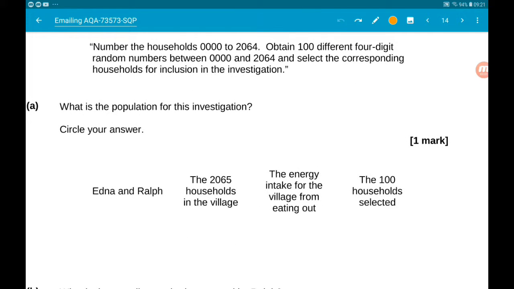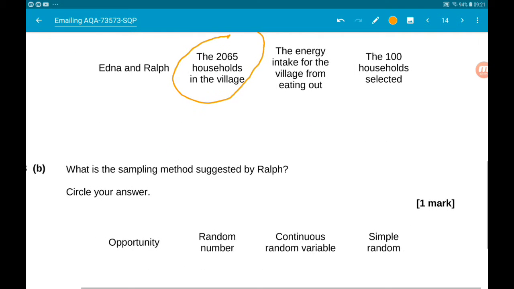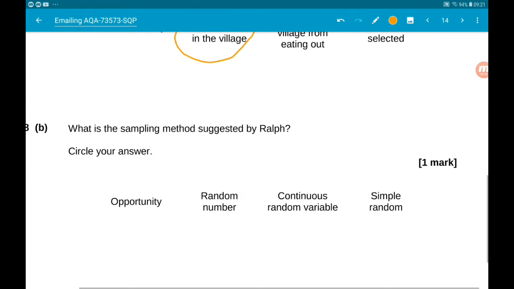Part A asks us what is the population in this investigation. So the population is the total set that you are sampling from. So the population is the 2,605 houses in the village. Part B asks us what is the sampling method suggested by Ralph.